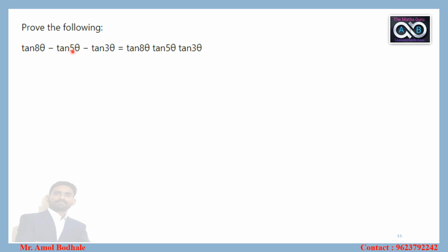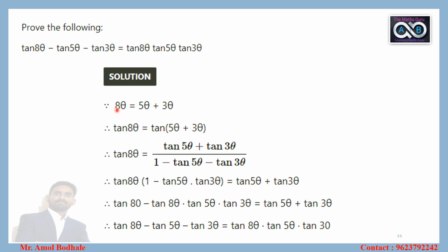What is the relation between these three angles? Yes, we know the addition of these two is 8 theta, or I can say the difference of these two is 3 theta. So let's see, we can write this 8 theta as 5 theta plus 3 theta. As we require the terms in terms of tan, that is why we will take tan on both sides. That is tan of 8 theta equal to tan of 5 theta plus 3 theta. Now we know the expansion of tan of a plus b. What is the expansion for tan of a plus b? Tan a plus tan b upon 1 minus tan a into tan b. Here it is a product.